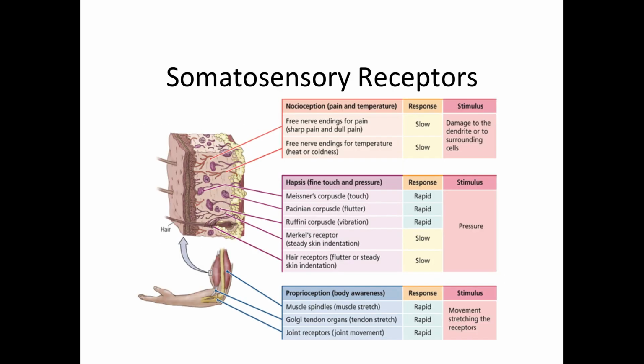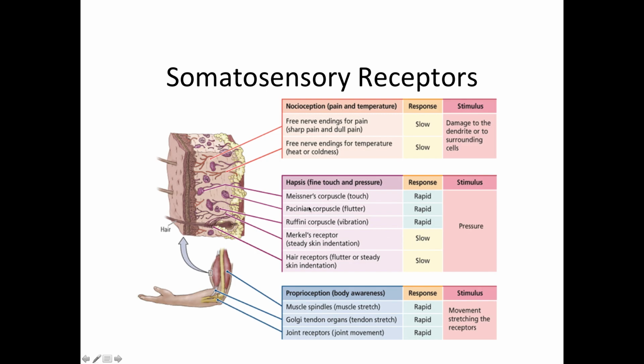Okay, so here you see all the different somatosensory receptors. You can see here's nociception, haptics, and proprioception. Nociceptors react in response to pain, temperature, and itch, and they react very slowly. The stimulus is often damage to the dendrite, and these receptors consist of little free nerve endings. Haptic receptors react to fine touch and pressure, and they can respond either slowly or quickly.